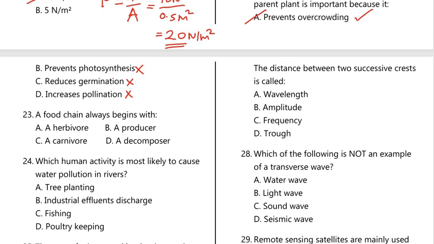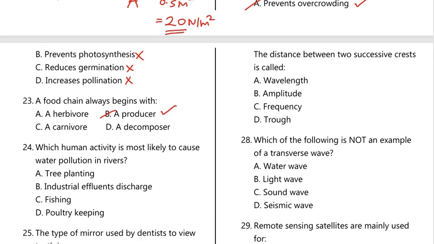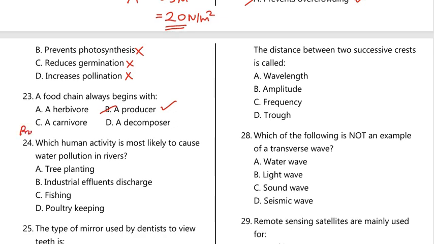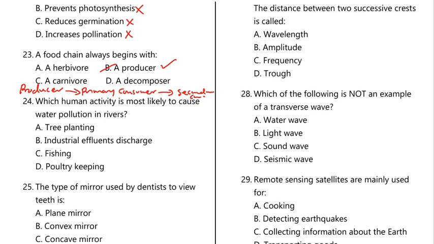23. A food chain always begins with a producer. We have this format: producer, primary consumer, secondary consumer, tertiary consumer, and so on. So we start with a producer.